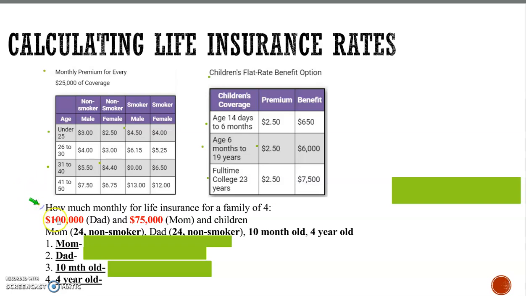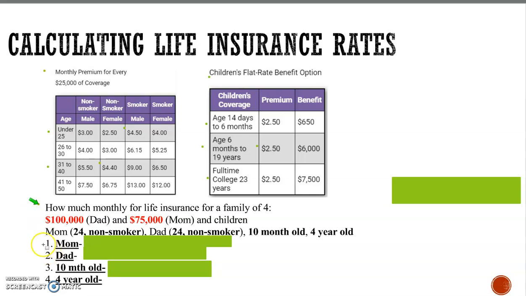So let's try this example. How much monthly will it be for life insurance for a family of 4? And I gave you some information on the families. You want $100,000 coverage on dad, $75,000 coverage on mom, and then you also want to buy life insurance for the children. The mom is a 24-year-old non-smoker. The dad is a 24-year-old non-smoker, and you have a 10-month-old and a 4-year-old.